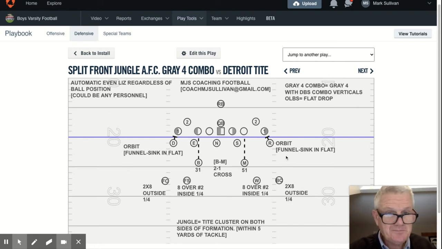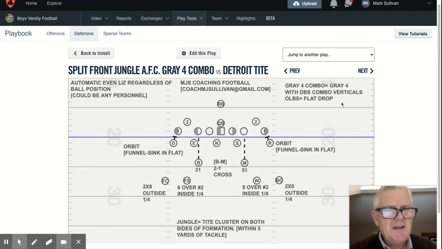Okay, so both the rover and dime are doing this when they funnel hard inside and it's a pass. Now they just sink into the flat and they're looking for work, anything coming into the flat.